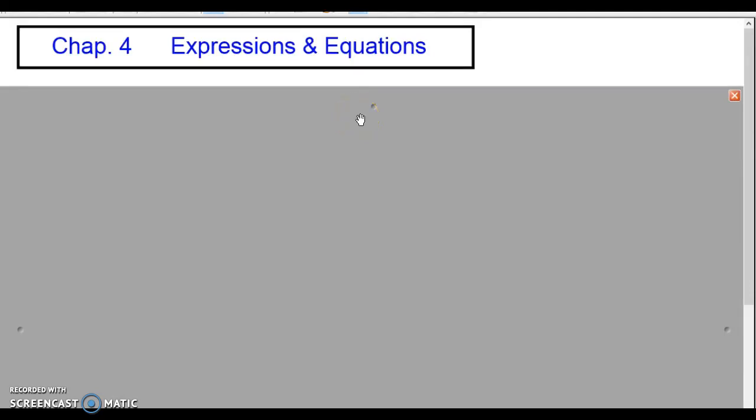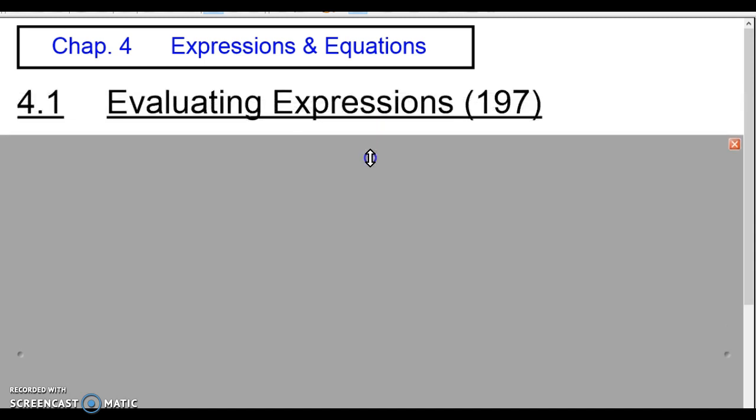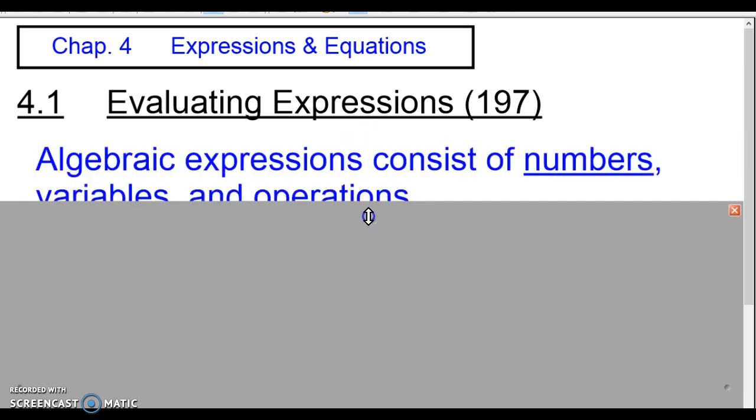Today is the first lesson of Chapter 4, Expressions and Equations, and we are going to start off by reviewing something we've already been introduced to this year. So evaluating expressions. The key word evaluating means to solve, and we have to remember that when we're evaluating anything and there is more than one operation, we're going to continue to use our order of operations.